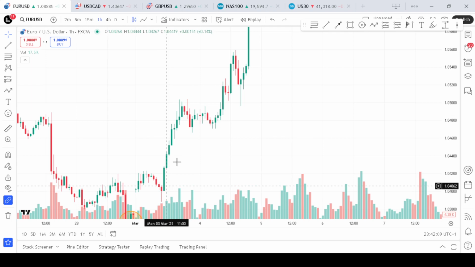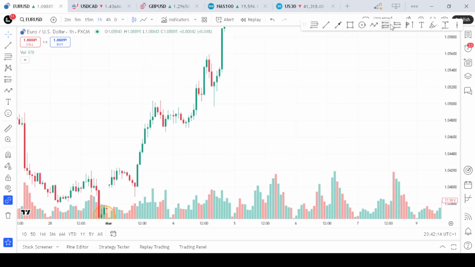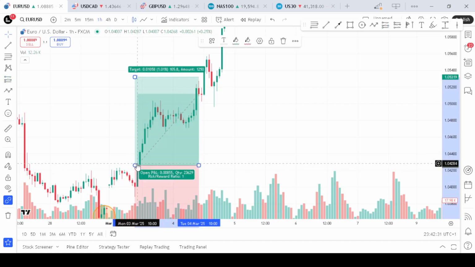So the next thing we should know about the hammer is where we would enter our trade. We would enter a long position above the next hammer candle. After we see the hammer candle, the candle that closes after the hammer candle should be our confirmation for a buy.